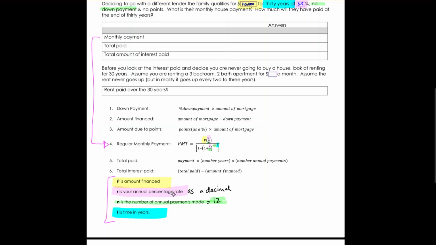R is the annual percentage rate of the loan written as a decimal. So our percentage rate is 3.5. And we know to take percents to decimal, we move the decimal place over twice. So R is 0.035 for us. N is the number of annual payments made. Since we're doing monthly payments, there will be 12 payments made. So N is 12 for us. And it said it was a 30-year loan, so T should be 30.